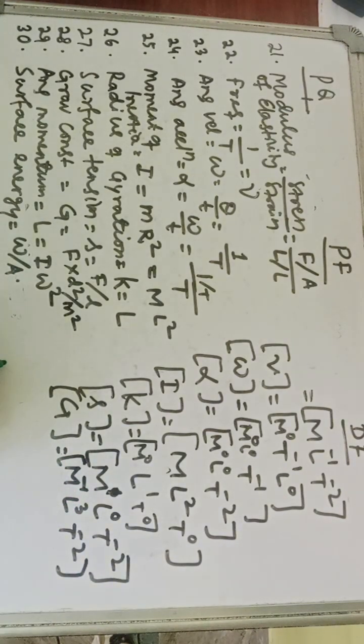Surface energy is energy per area, or work done per area. Surface energy is MLT^-2, then L^2, by area, it becomes 0.